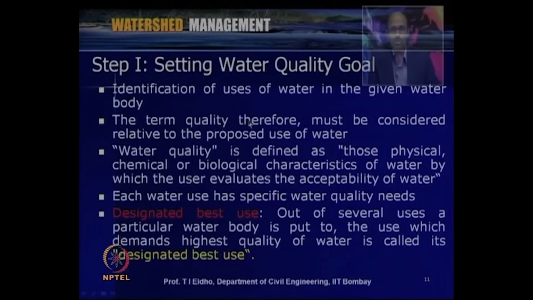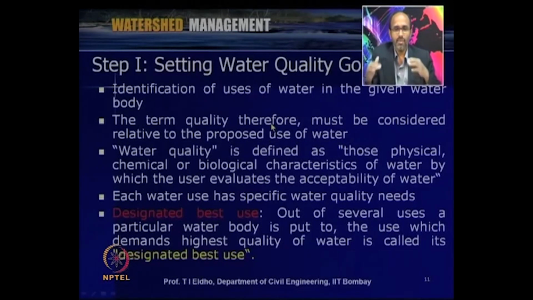And then the term quality therefore must be considered relative to the proposed use of water. As we have seen, each usage has its own specified norms, and according to those norms we have to consider the quality when we set the water quality goals. Water quality, as we discussed earlier, is defined as those physical, chemical or biological characteristics of water by which the user evaluates the acceptability of water.